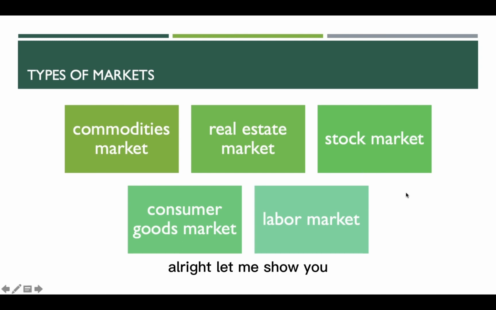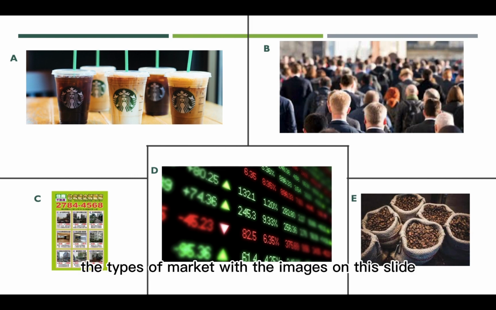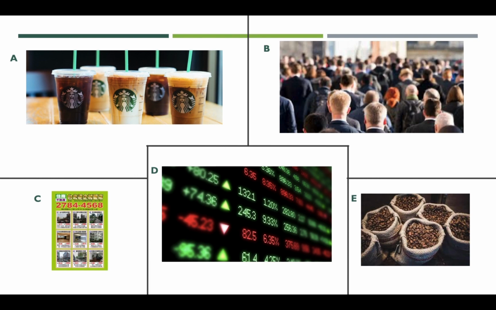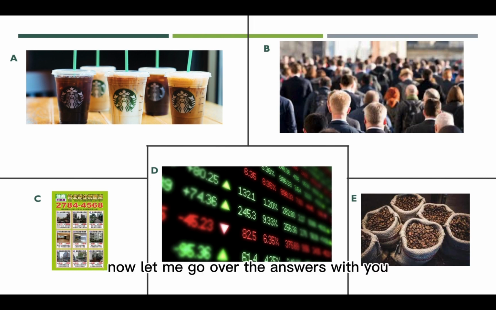Alright, let me show you the next slide. As you see, there are pictures A, B, C, D, E on this slide. Please press the pause button and try to match the types of market with the images on this slide. Okay, so I just assume you are done with the practice. Now let me go over the answers with you.